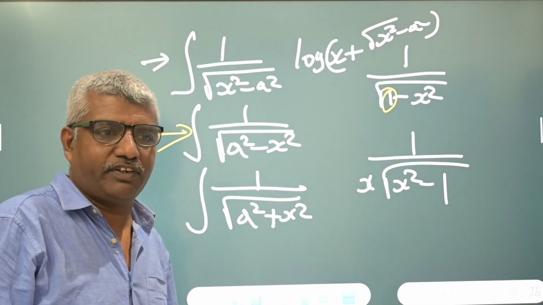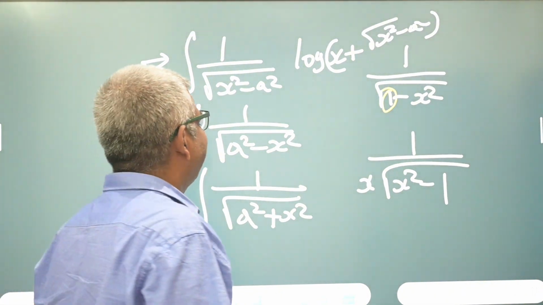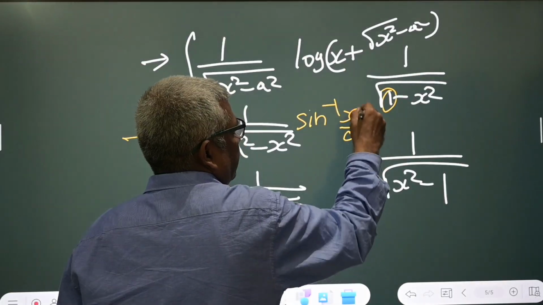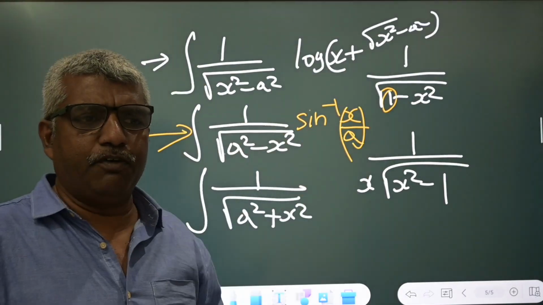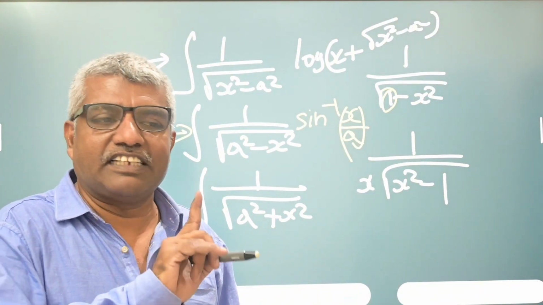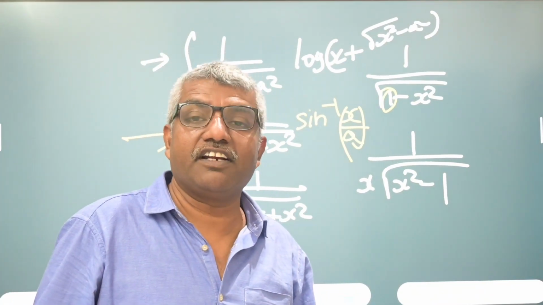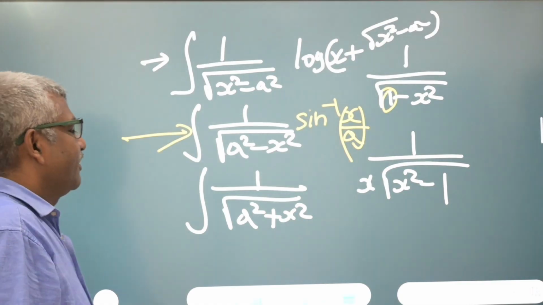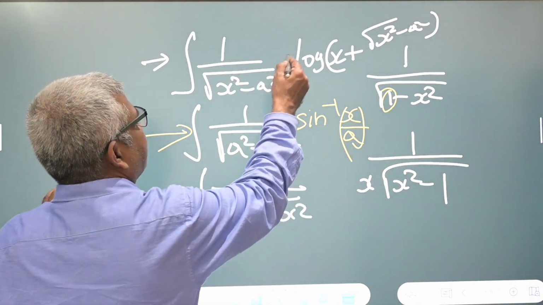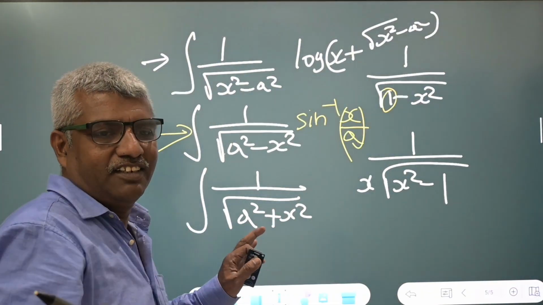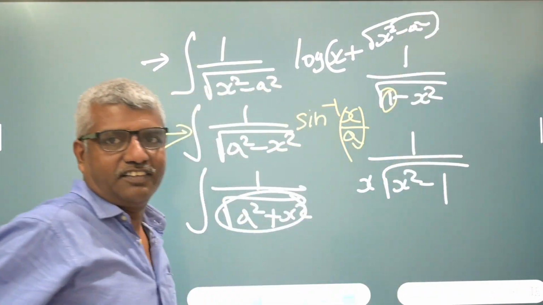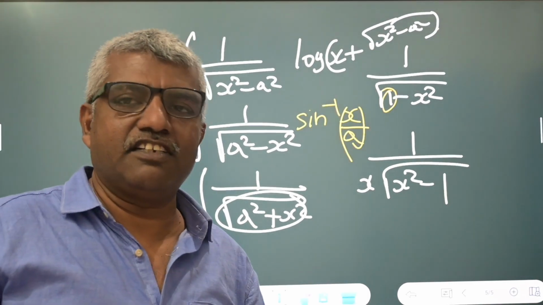It is sine inverse of x by a. Where do we have to put 1 by a? In the tan. In sine there is none. Good memory. Okay, this one: log x, same as this one, just the change in the denominator.